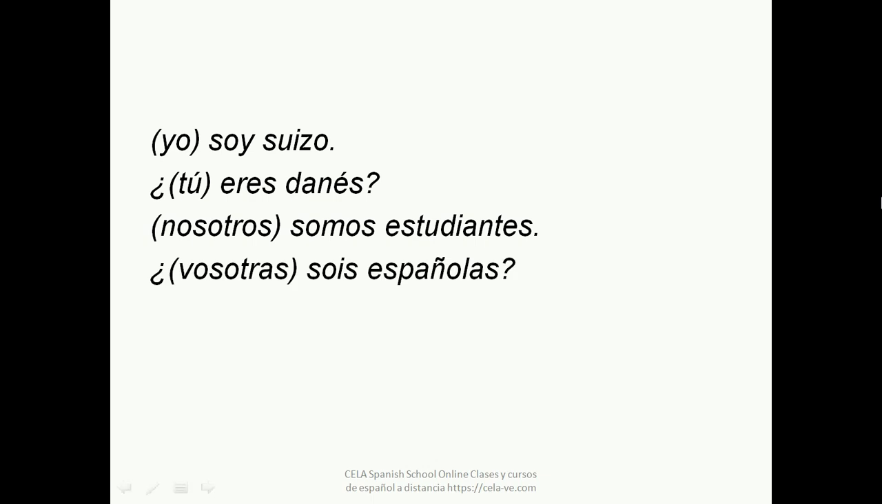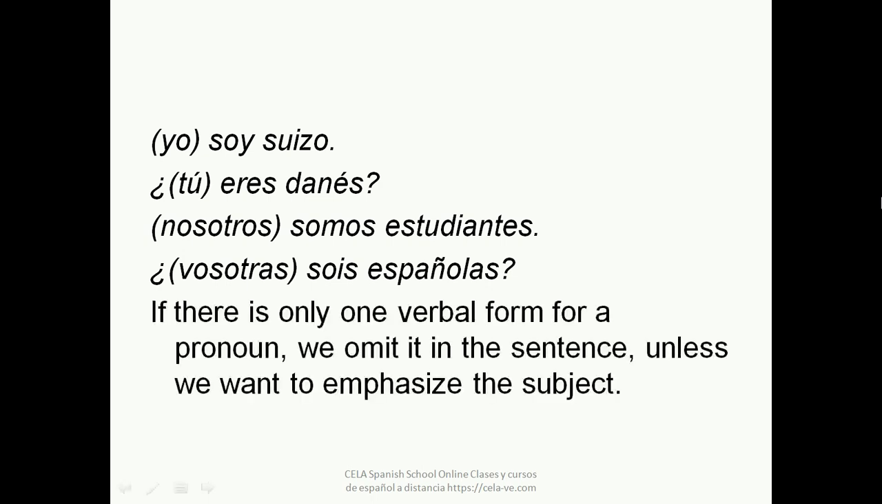The same happens with vosotras. Sois españolas. We only use the pronoun if there are several possibilities for the same verbal form, or if we want to emphasize the subject. If there is only one possibility for a verbal form, we omit the personal pronoun.